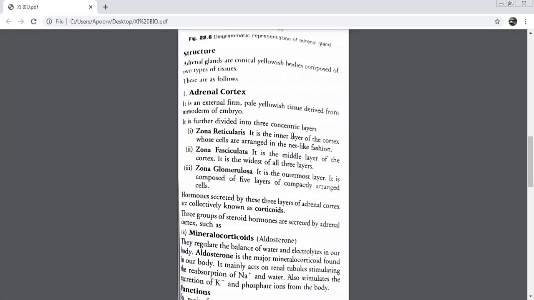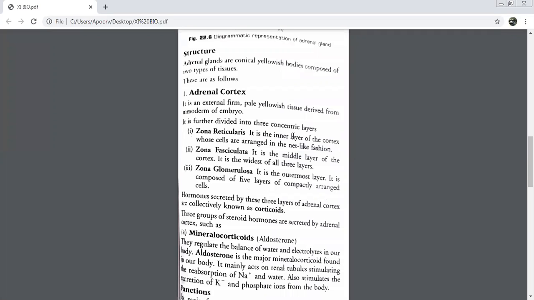The first type of tissue I'm discussing is the adrenal cortex. They are firm tissues which are derived from which layer of the embryo? Mesoderm. They are arranged in the form of which kind of layers? Concentric sub-layers. The inner layer is known as zona reticularis, and the cells of this inner layer are arranged in a net-like fashion.